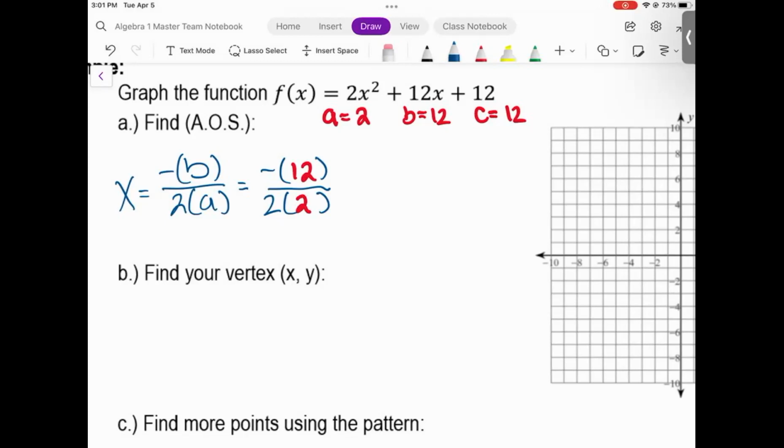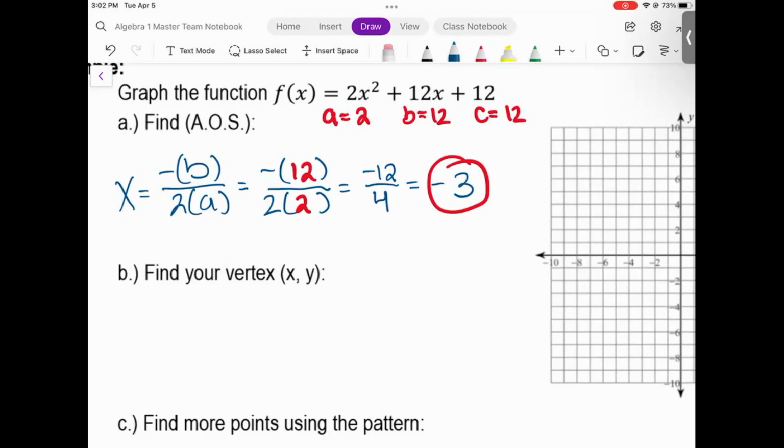And at this point, let's just go ahead and do the math. On the numerator, you're going to have negative 12. And on the denominator, you got 2 times 2, which is just 4. Now we got negative 12 divided by 4, which is just negative 3. So we know that our axis of symmetry is negative 3.